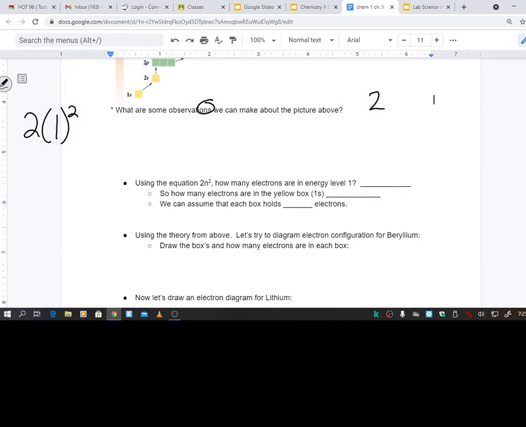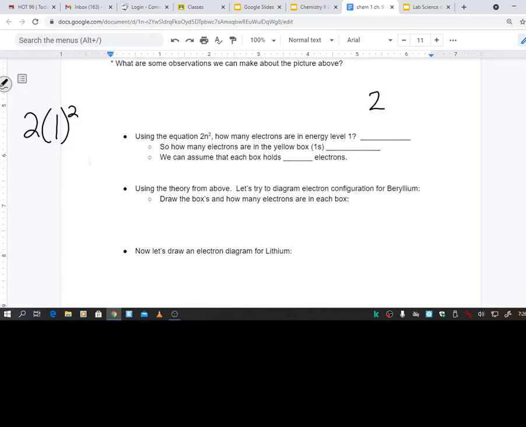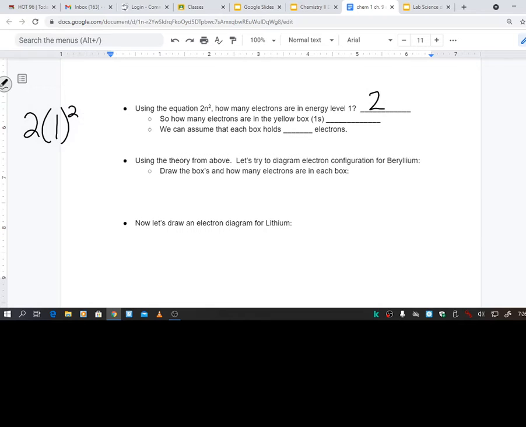So how many electrons are in the yellow box? I'm looking up here. Well, you guys saw that each time we had an orbital, which a box equals an orbital, each orbital had 2 beads on it, or what we call 2 electrons. And we do an up and down arrow because they spin opposite of each other. So how many electrons? 2. We can assume that each box holds 2 electrons. We knew that already, though. We've talked about that before.